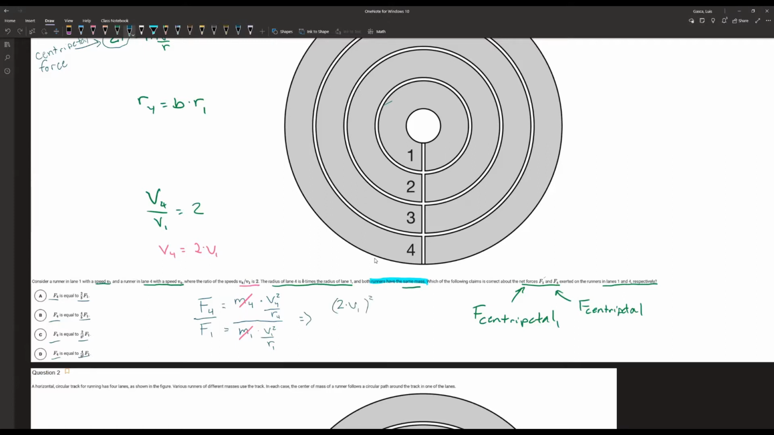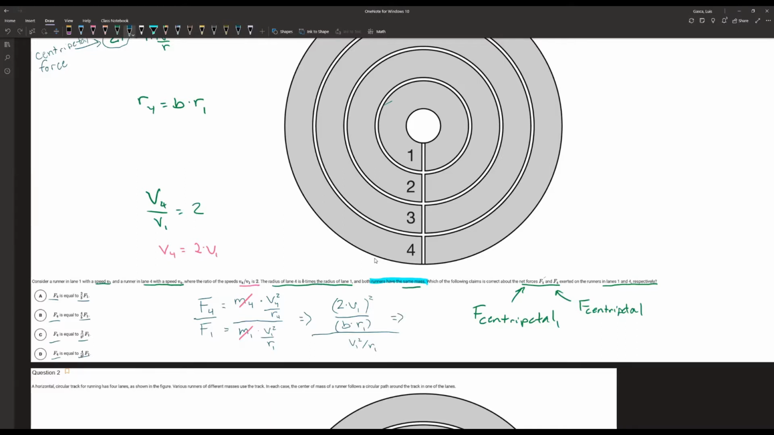And then they tell us that the radius of lane 4 is B times the radius of lane 1. So I'm going to go ahead and put that in here for this guy, B times R1. And all of this information pertains to runner 4. All we did is we made a comparison and we substituted so that everything is in terms of V1 and R1. And then for this guy, that becomes V1 squared divided by R1. So what do we get out of all this?